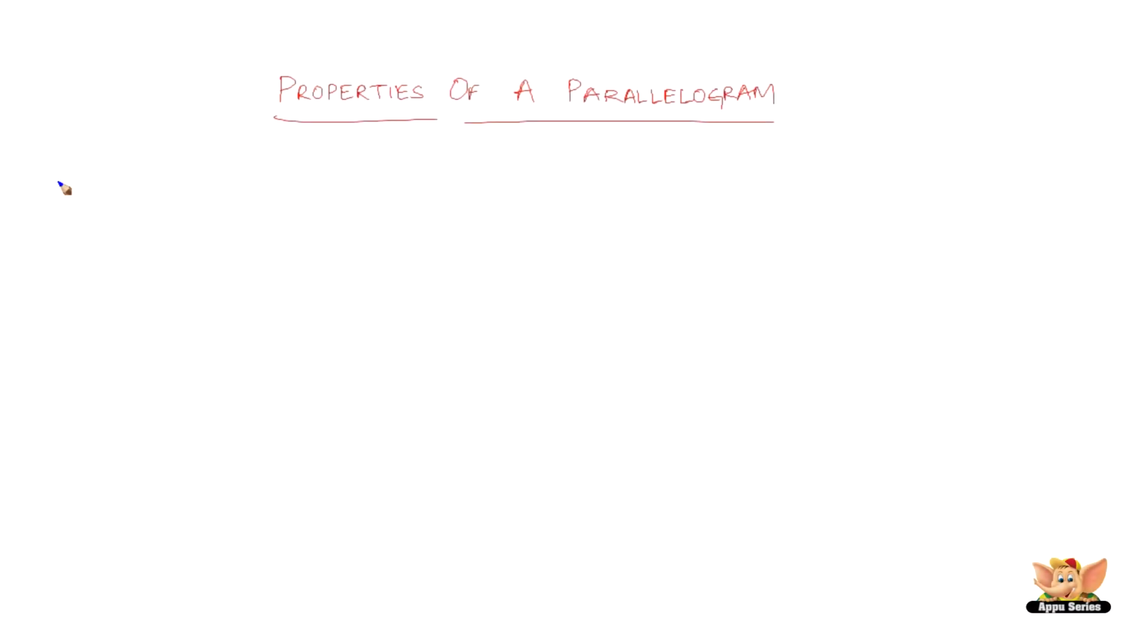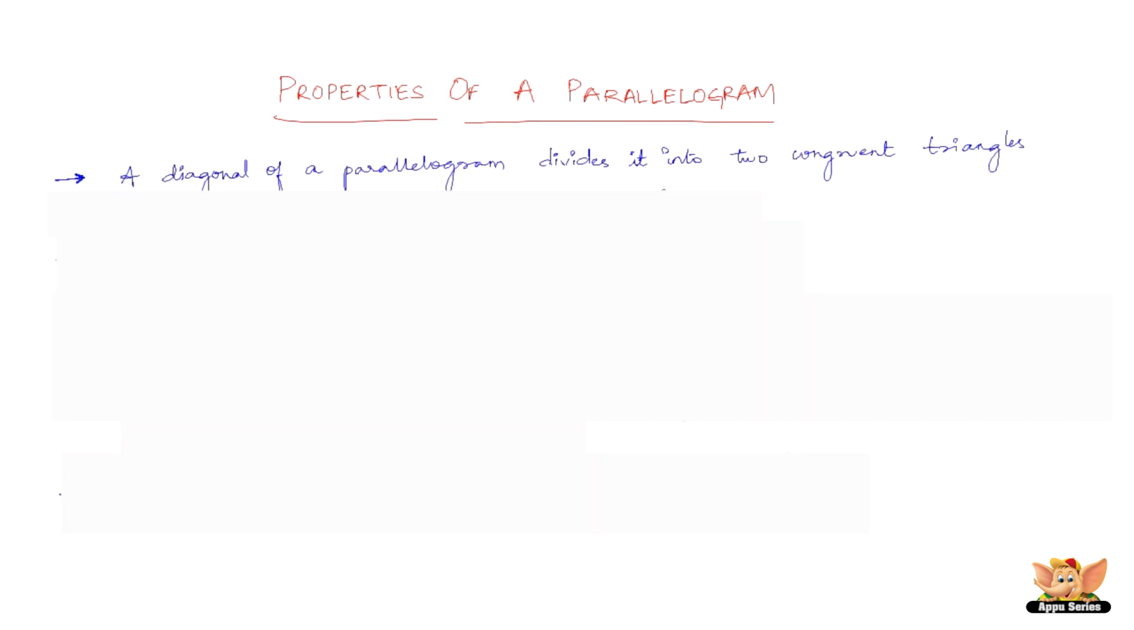In this video, let us look into the properties of a parallelogram. Now, these properties are very important as far as a parallelogram is concerned. So, let us look at the first one. It says that a diagonal of a parallelogram divides it into two congruent triangles.